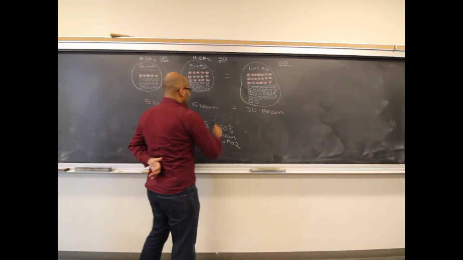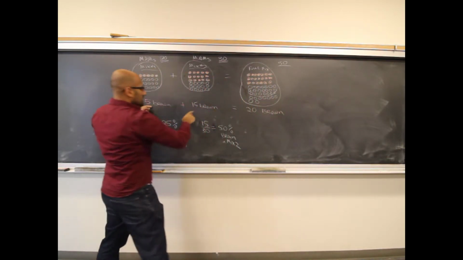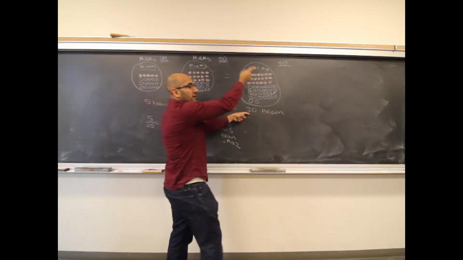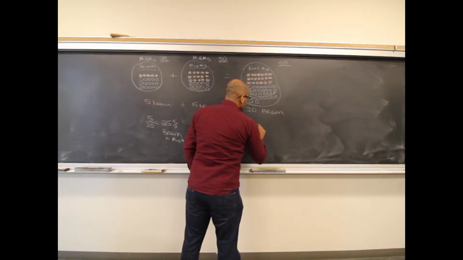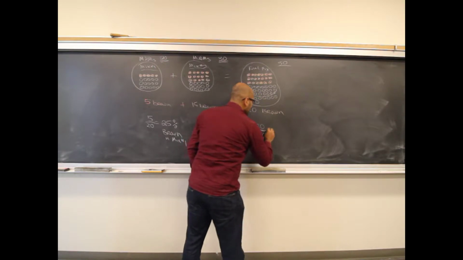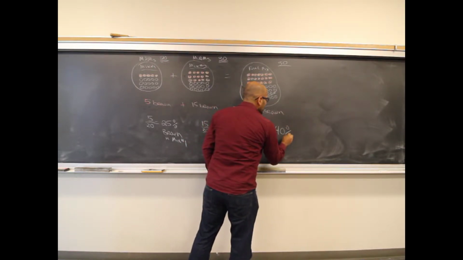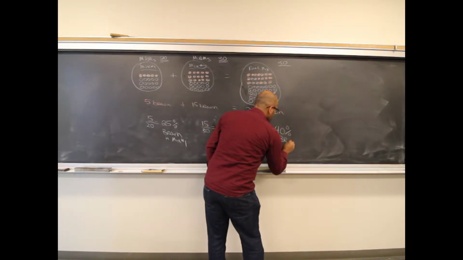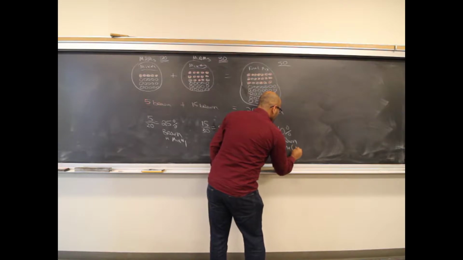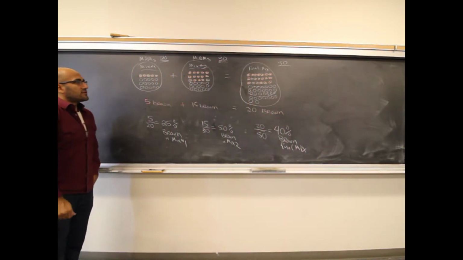And then over here, at the end of the day, we said that there were how many? 20 brown out of 50. Oops, 20 brown out of 50, which is equal to 40% brown in the final mix. Okay, that's true.